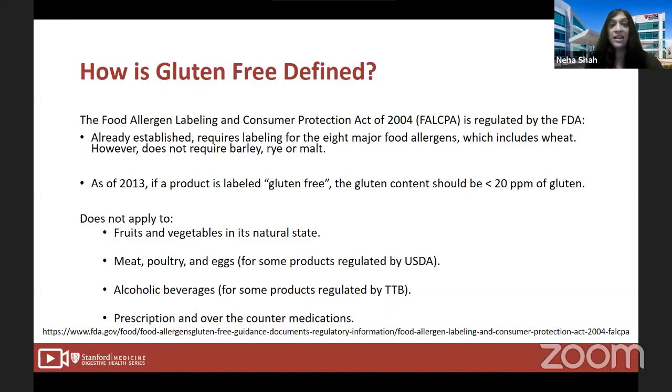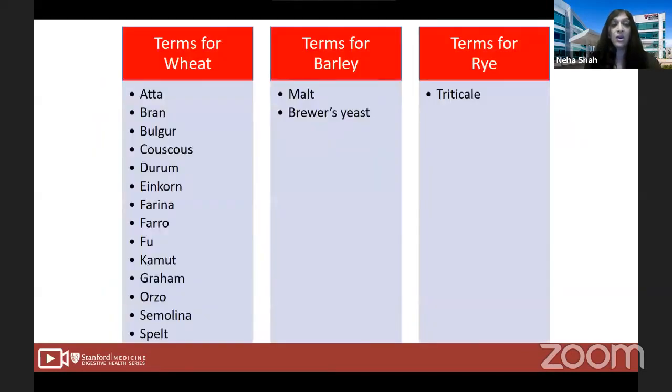To give some examples, the act does not apply to fruits and vegetables in their natural whole state, like a whole apple. It does not apply to other foods and beverages that are regulated by other organizations, such as meat, poultry, and eggs by the USDA, and alcoholic beverages by the TTB, and any medication that is not considered to be a supplement. So what are some of the terms for wheat, barley, and rye that we can highlight today? Like I mentioned earlier, it is really important to decode the language for gluten, and learning all these terms will help you understand if the food has gluten or not.